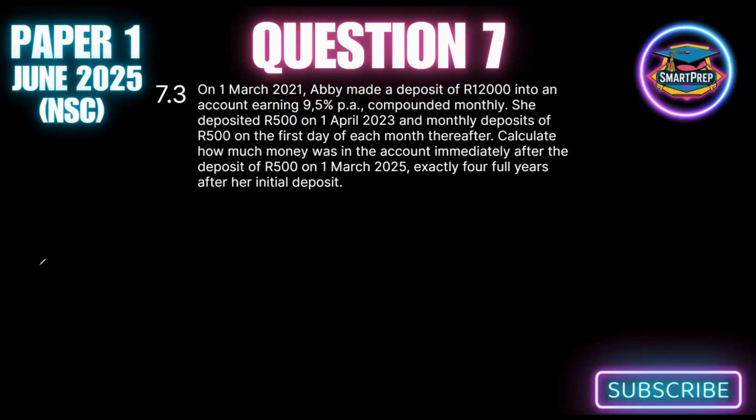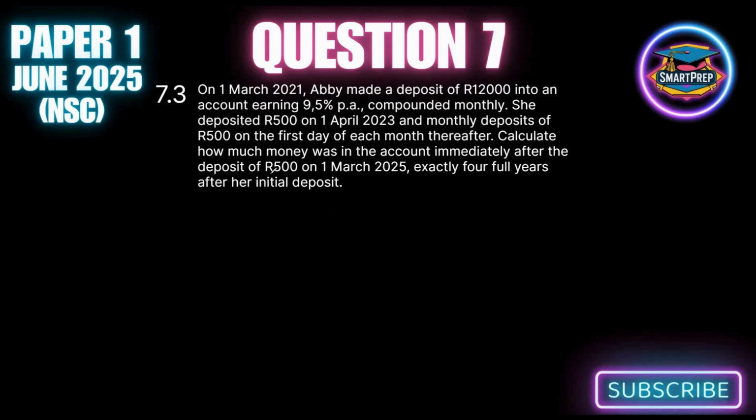All right, so this question is a little bit of a long one. On the 1st of March 2021, Abby made a deposit of 12,000 Rand into an account earning 9.5% per annum compounded monthly. She deposits 500,000 on the 1st of April 2023 and monthly deposits of 500 on the first day of each month thereafter.